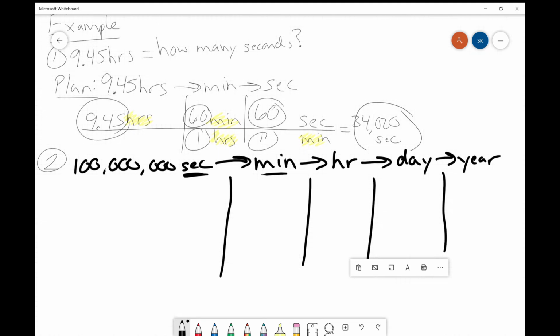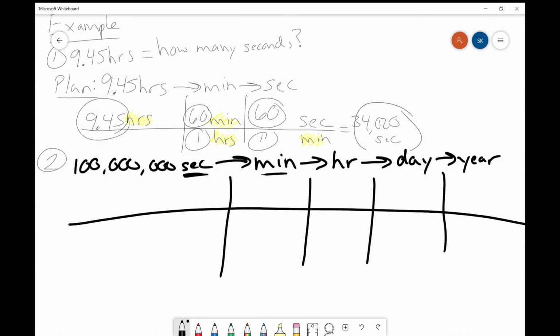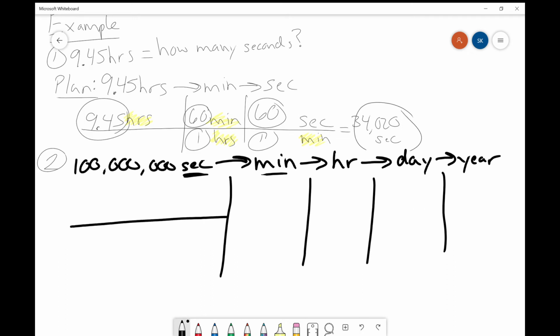Now that our arrows are drawn, we're going to go ahead and make a horizontal line through it all, to make our chart. And that's not a very good horizontal line. I think I can do a little better than that. There we go, it's a little better. All right, the plan we made is going to become the top of our chart.